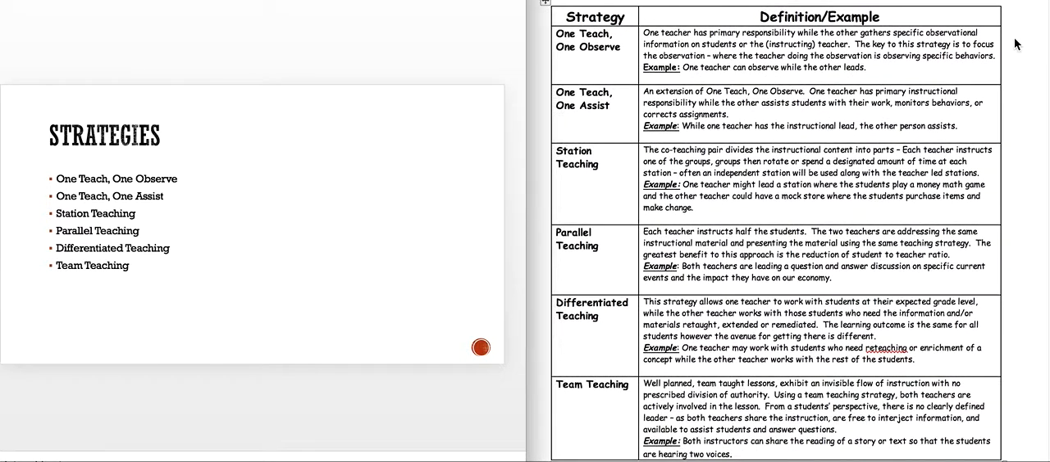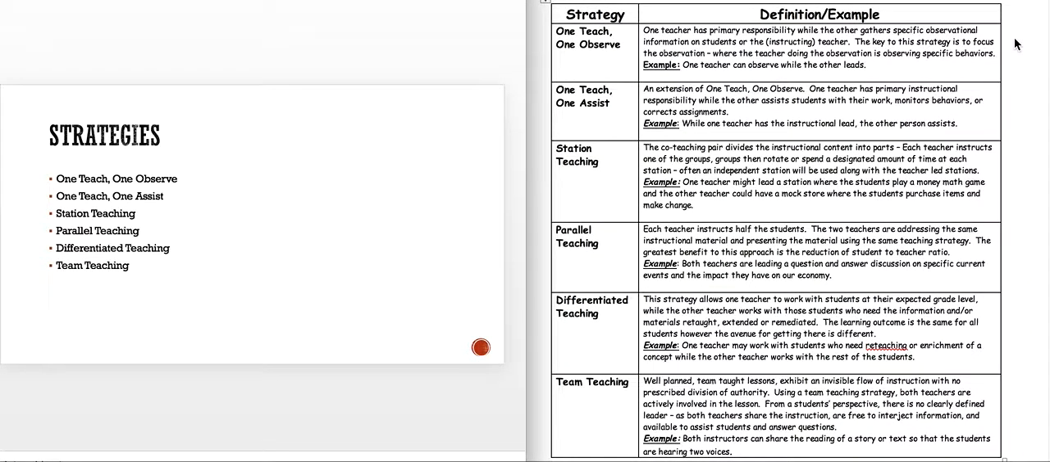The sixth strategy is team teaching. This is probably one of the more difficult ones, but a well-planned team-taught lesson exhibits an invisible flow of instruction with no prescribed division of authority. Both of you are up there teaching and leading different parts of the lesson. So using a team teaching strategy, both teachers are actively involved in the teaching of the lesson. From a student's perspective, there is no clearly defined leader, as both teachers share the instruction and are free to interject information and available to assist students and answer questions. So both teachers can share the reading of a story or a text so that the students are hearing two different voices, would be an example of team teaching.